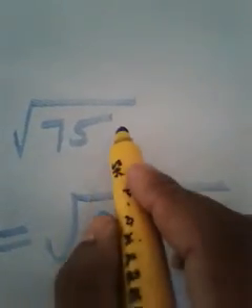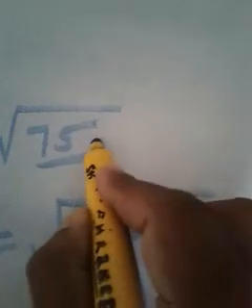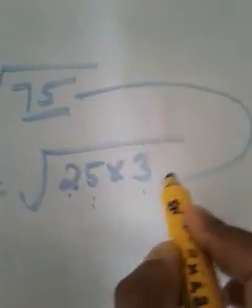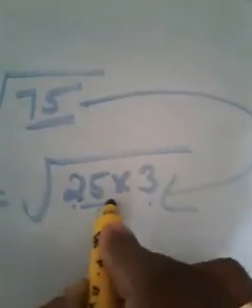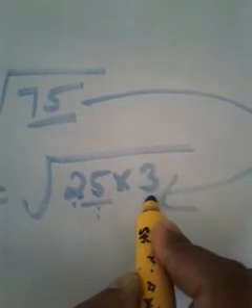What I did is, since 75 is not a perfect square, I tried to write 75 as a perfect square into something. It can be anything.